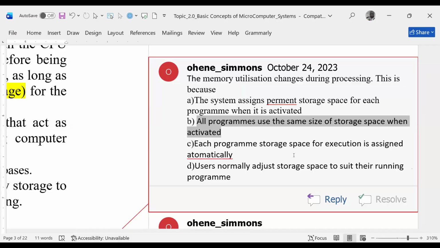All programs use the same size of storage space when activated. When you are a computer engineer, you can never use this as an argument. It's not possible. You are an engineer. When you switch on your machine, can you tell a user that whenever you switch on your machine, all programs have the same size? Is it possible? Can you convince users that when you are using WhatsApp, when you are using CorelDRAW, they all use the same size? No, please. It's not possible. Okay. So which one is the answer?